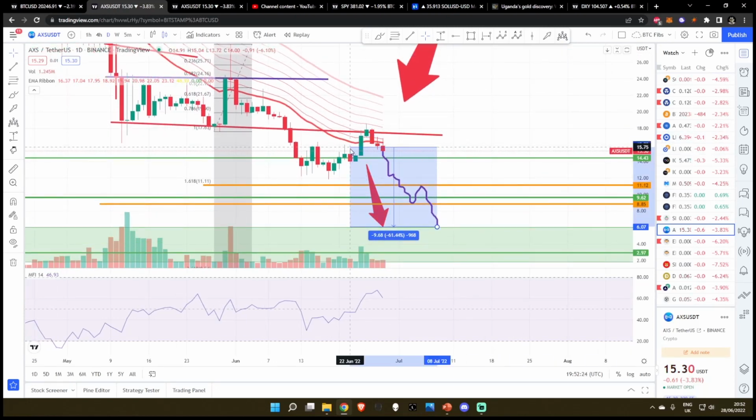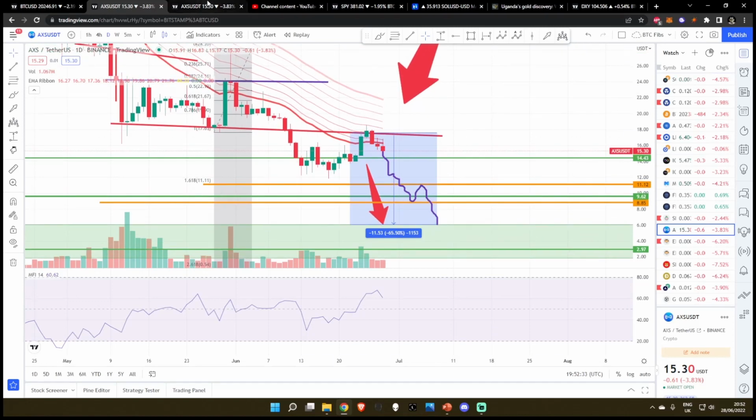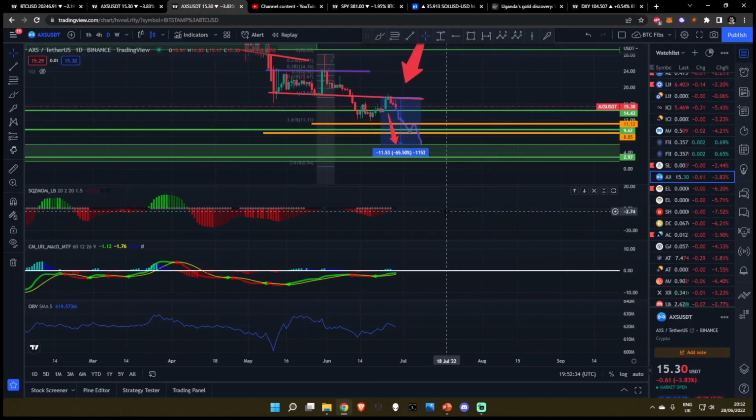So where do I see us going from here? At least in the short term, 1.618 is definitely on the table. $11 is the next price target that we are going to be coming down to. If we do head over to our oscillators and see if these agree with our analysis, let's look at the squeeze bomb to start with.